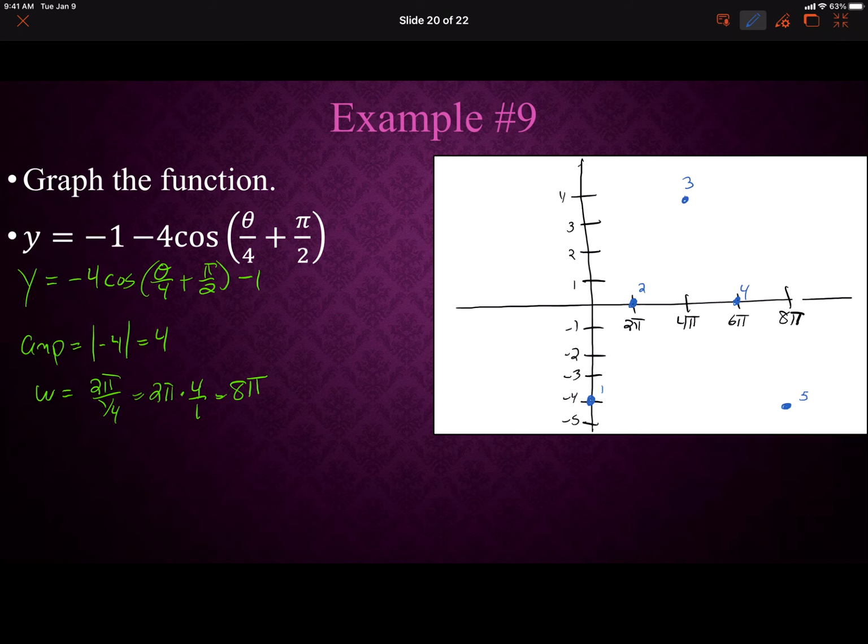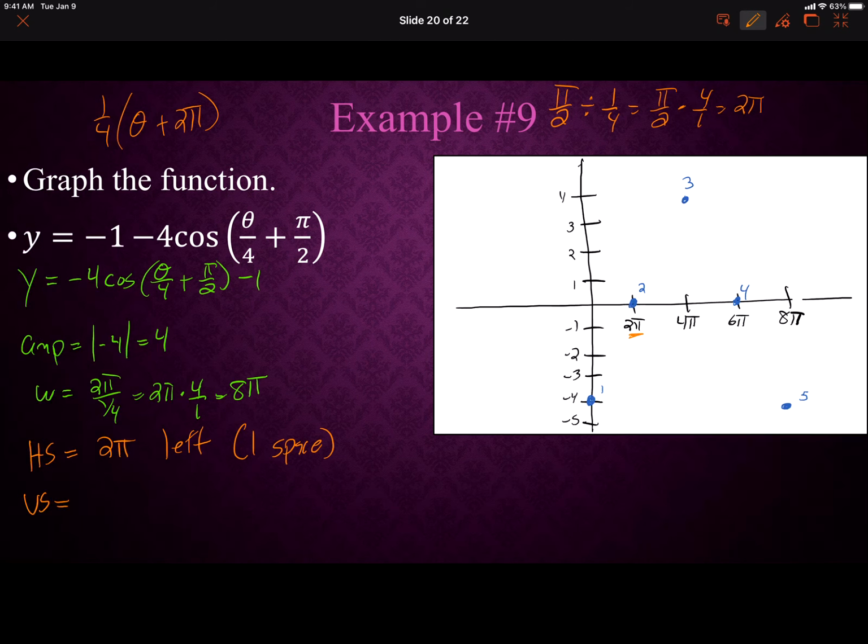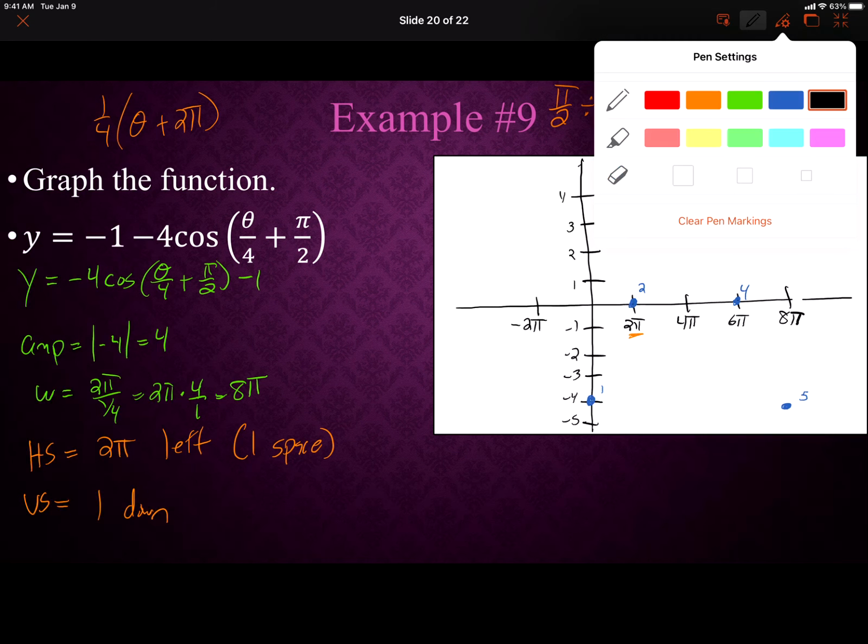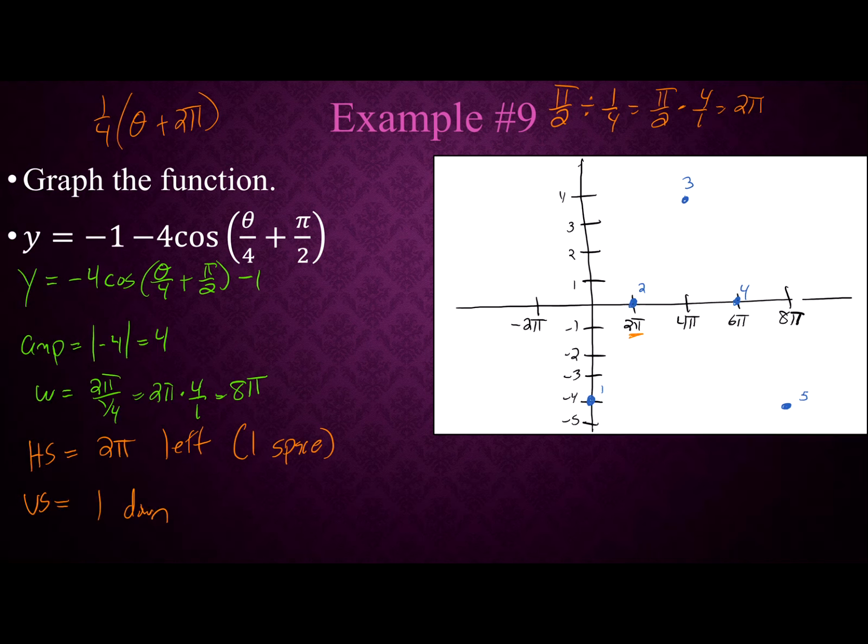So now we got to do our shifting. So again, the shifting is now based on factoring the 1/4 away from theta over 4 and pi over 2. Remember, if we're factoring, we are dividing. So it's pi over 2 divided by 1/4, which is pi over 2 times 4/1, which is 2 pi. So for the horizontal shift, we are going 2 pi to the left. 2 pi is the first point, so it's only one space. And then the vertical shift is the -1 at the end, so it's 1 down. So we need one horizontal space to the left, so a -2 pi right there. So again, each point is going to go 1 left and 1 down.